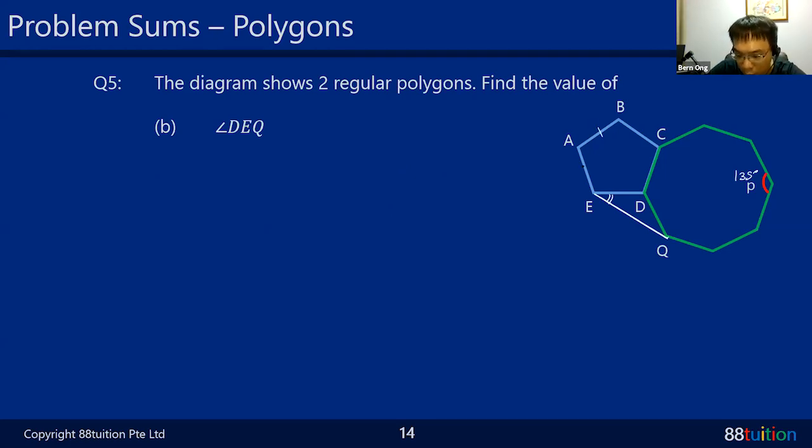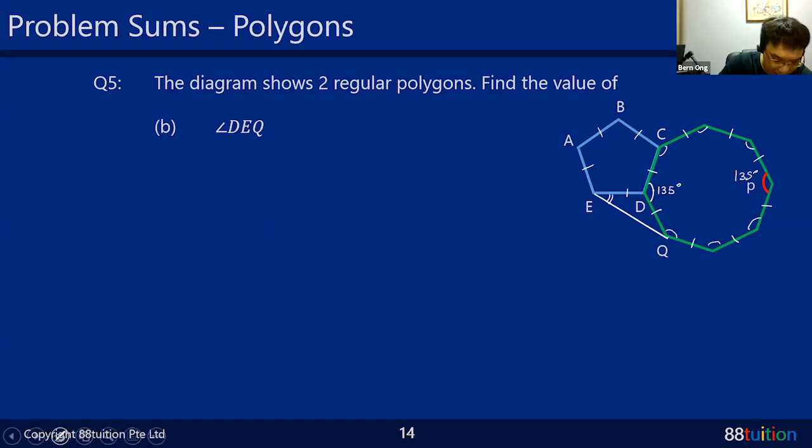Remember, in a regular polygon, all the sides are of the same length. So all these are of the same length. DEQ is an isosceles triangle. So inside here is 135, because it's a regular octagon. Every one of these is 135, 135, 135, 135, 135, 135.